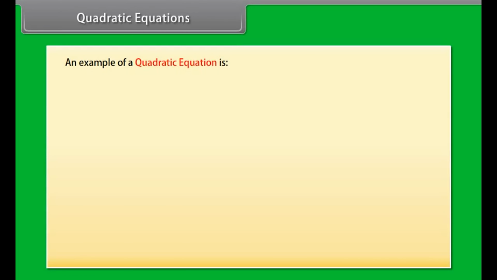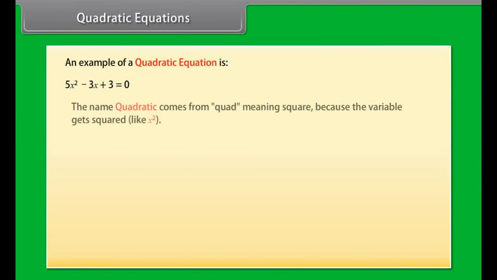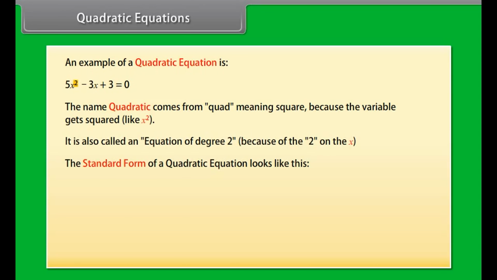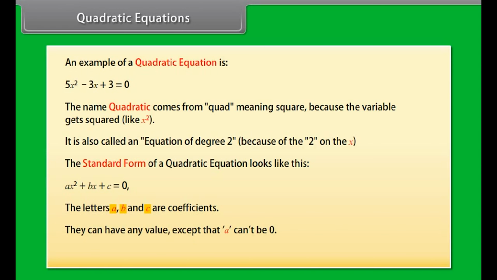Quadratic equations. An example of a quadratic equation is shown. The name quadratic comes from quad, meaning square, because the variable gets squared, like x square. It is also called an equation of degree 2, because of the 2 on the x. The standard form of a quadratic equation looks like this: ax square plus bx plus c is equal to 0. The letters a, b and c are coefficients. They can have any value except that a cannot be 0. The letter x is the variable or unknown.